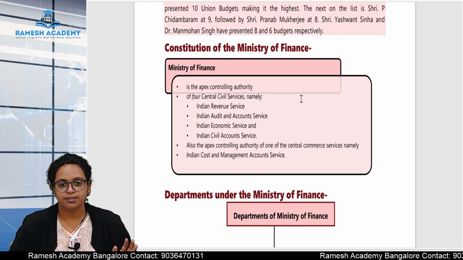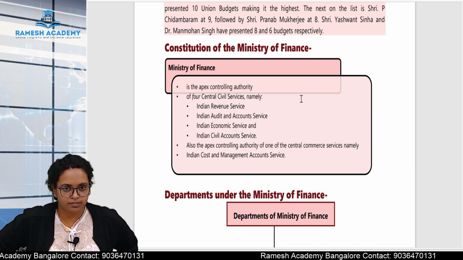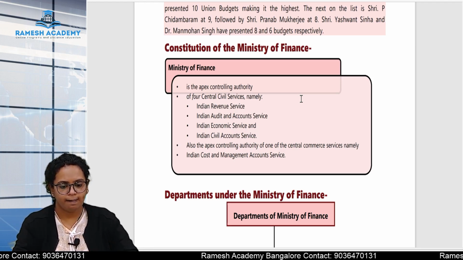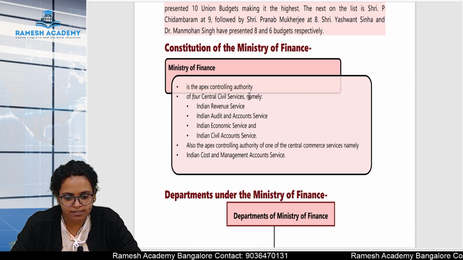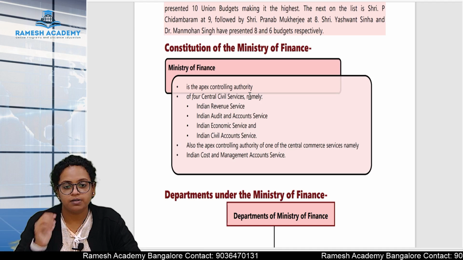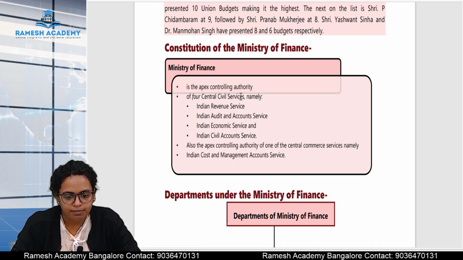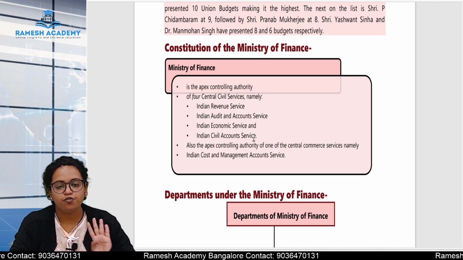So how does this Ministry of Finance work? So who are all the people in this ministry? Who acts as what in the Ministry of Finance? So let's see. Ministry of Finance is the apex controlling authority of 4 central civil services, namely the Indian Revenue Service, Indian Audit and Account Service, Indian Economic Service, and Indian Civil Account Service. So we have 4.